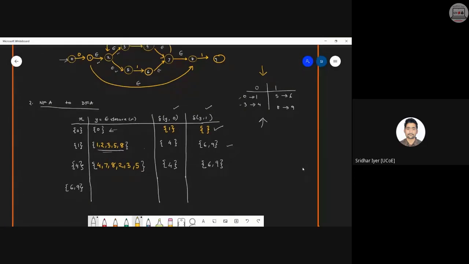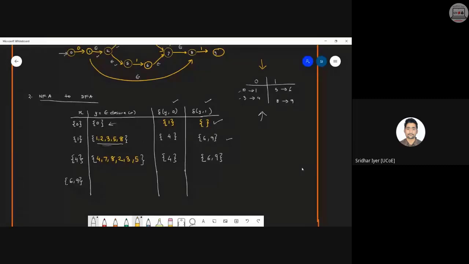Okay, so now consider 6 comma 9. As I told you earlier, epsilon closure of 6 comma 9 is nothing but epsilon closure of 6 union epsilon closure of 9, right? So first of all, you have to calculate both individually and then take a union. So consider 6 first. 6 is going to 7.